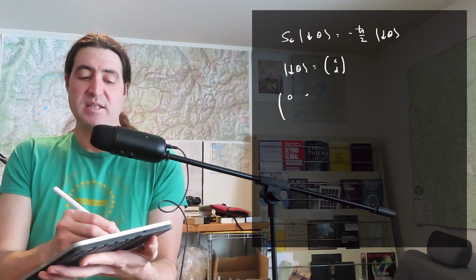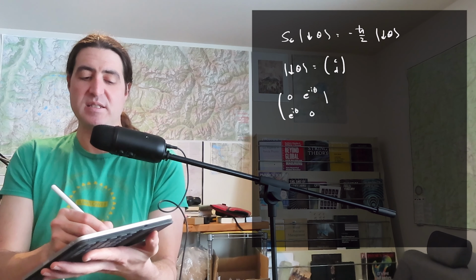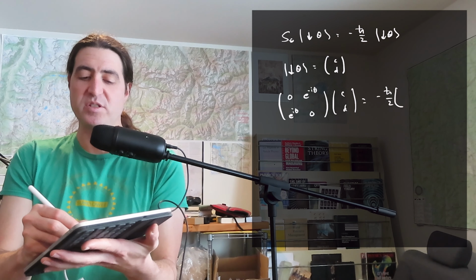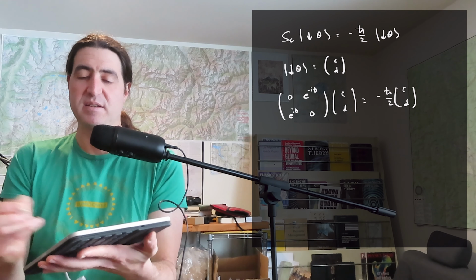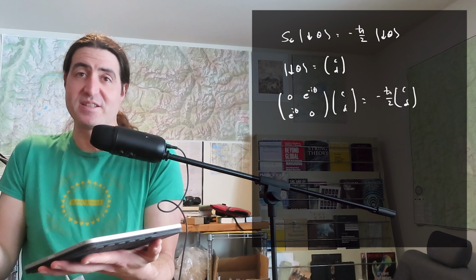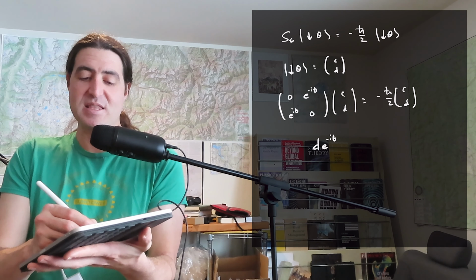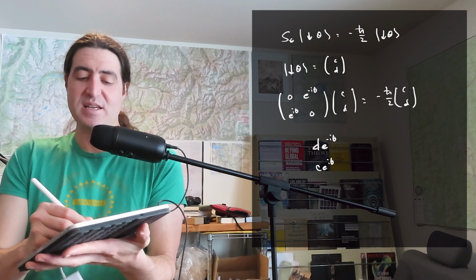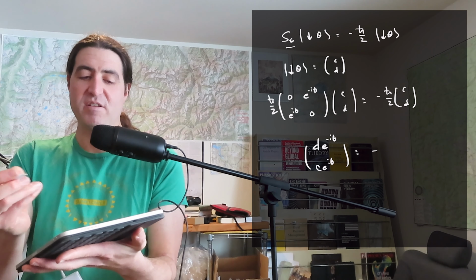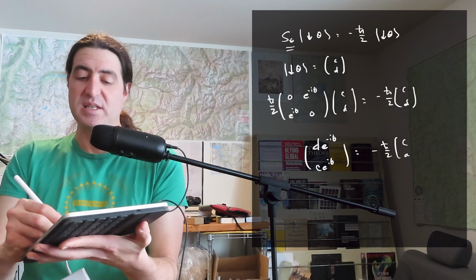So we have 0, e to the minus i theta, e to the i theta, 0. C and D needs to equal minus h bar over 2 times C and D. Good. So let's multiply through and solve these linear sets of equations. So this is once again D e to the minus i theta, C e to the i theta is equal to, there was an h bar over 2 here, right, because it's a spin operator, of course, minus h bar over 2, C and D.